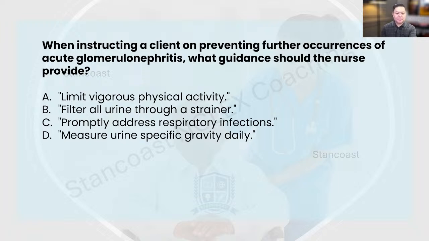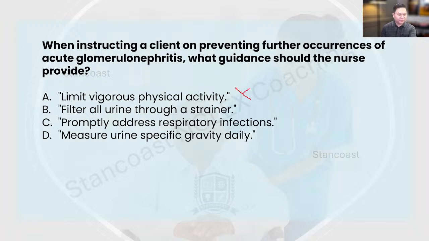So is it A, limit vigorous physical activity? Well, avoiding vigorous or strenuous physical activity may help to some degree in reducing the strain on the kidneys, but it is not directly going to address the underlying issue with the glomerulonephritis. It will not. Okay. Now, what about letter B?